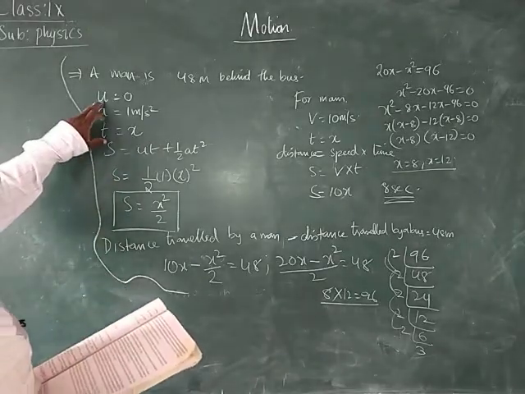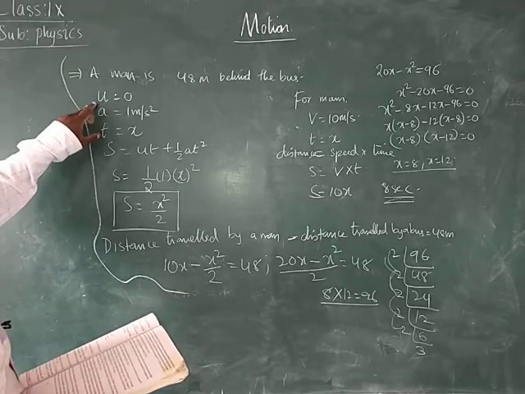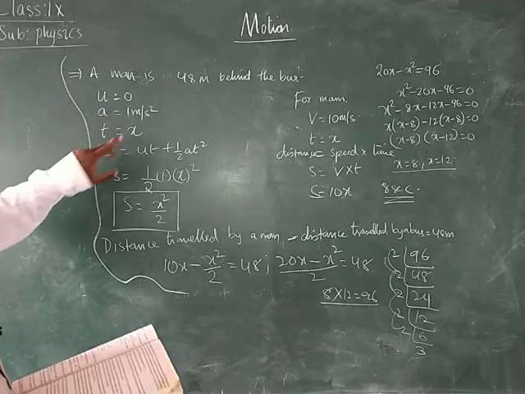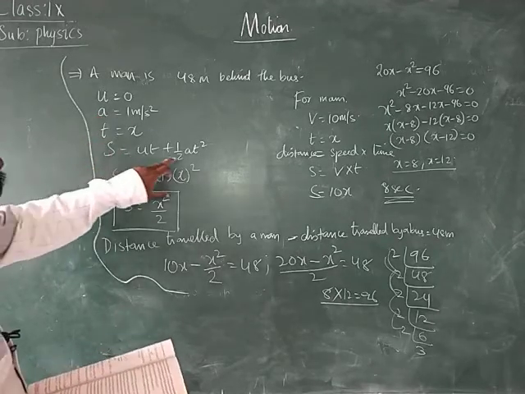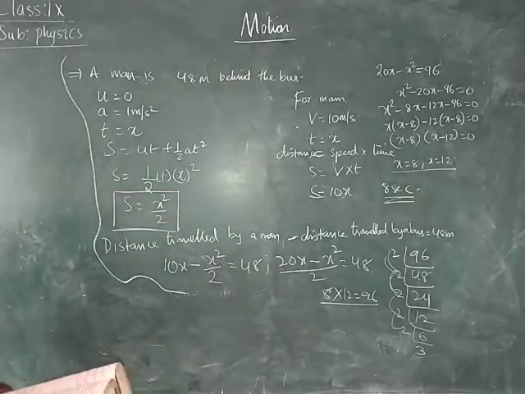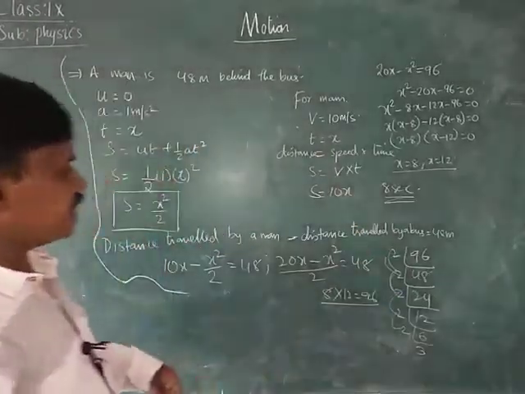This is the bus. The distance traveled by the bus: here the bus is at rest first. It is moving with acceleration 1 meter per second square. Time we don't know, therefore we are supposing it as x. S is equal to ut plus half at square. By substituting we get x square by 2. In the same way, for the man, when we substitute, we get the distance as 10x.